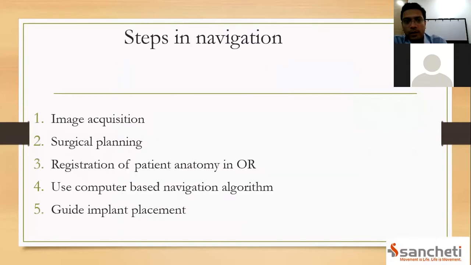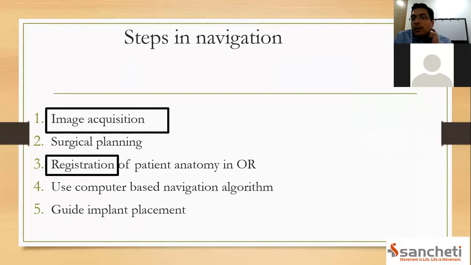So what are the steps in navigation? I think there are 5 basic steps. The first step is image acquisition. Then you have the surgical planning, or the intraoperative planning of how the surgery is done. You have a registration of this in the OR where the patient anatomy is registered to your navigation system. Then the computer algorithm is used to generate accurate virtual images, and then they guide the implant placement.